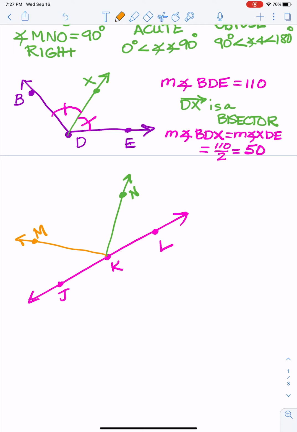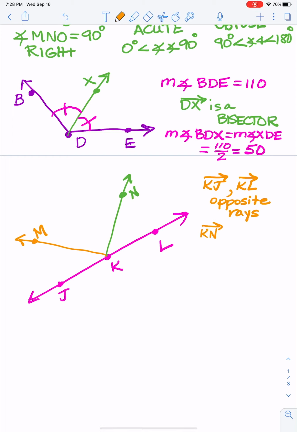Now, many times these problems give additional instructions. KJ and KL, the ray KJ, the ray KL, are opposite rays. That would mean that every angle in this straight angle JKL has to add up to 180. That's just a reminder for me.